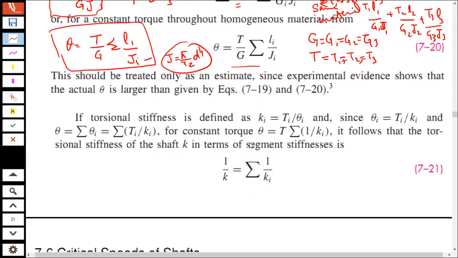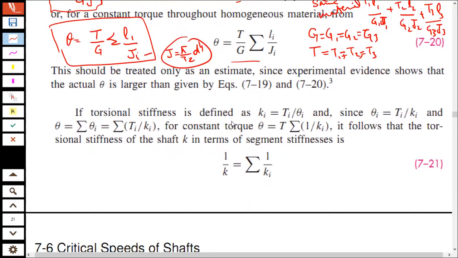Similarly, you can have the torsional stiffness, and we know what stiffness is. Our equation for Hooke's law, I would say, would become that T is equal to K theta. Okay? F is equal to Kx. So that will become T is equal to K theta, or we can say that K, which is the stiffness, is equal to T over theta. Okay. So this is just an equation from that if you have springs in series or springs in parallel, how do you add them up.